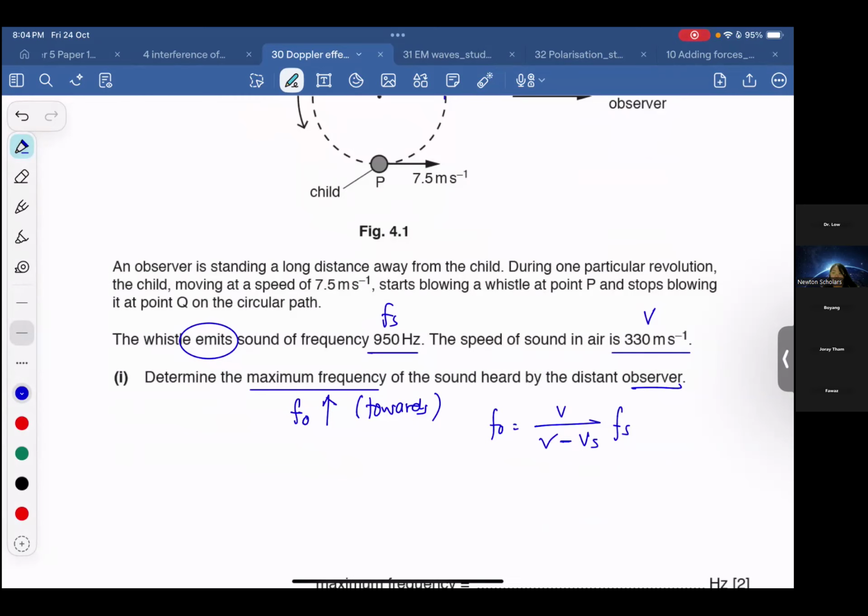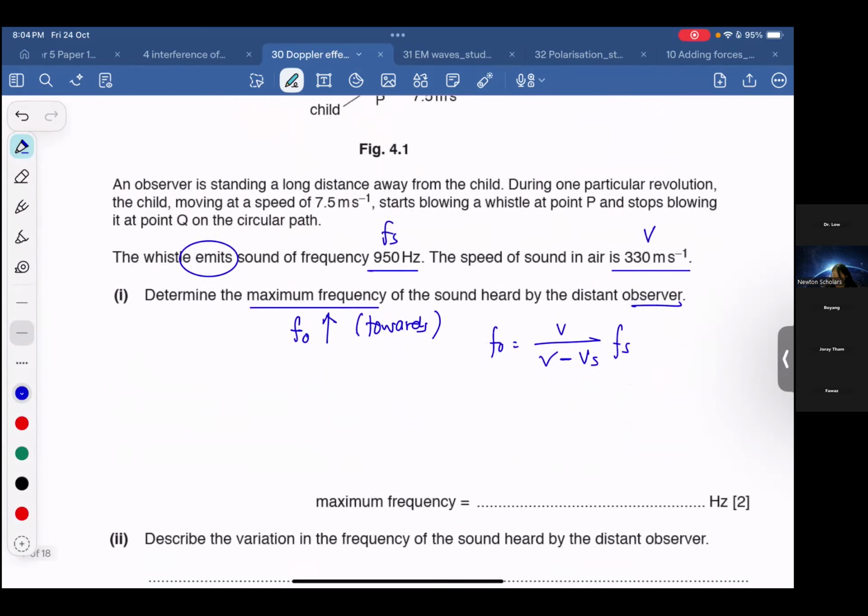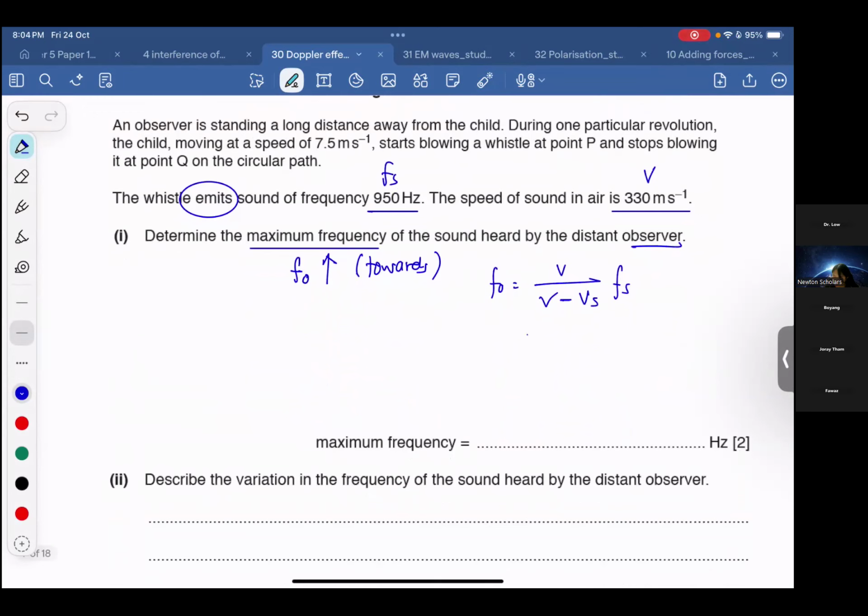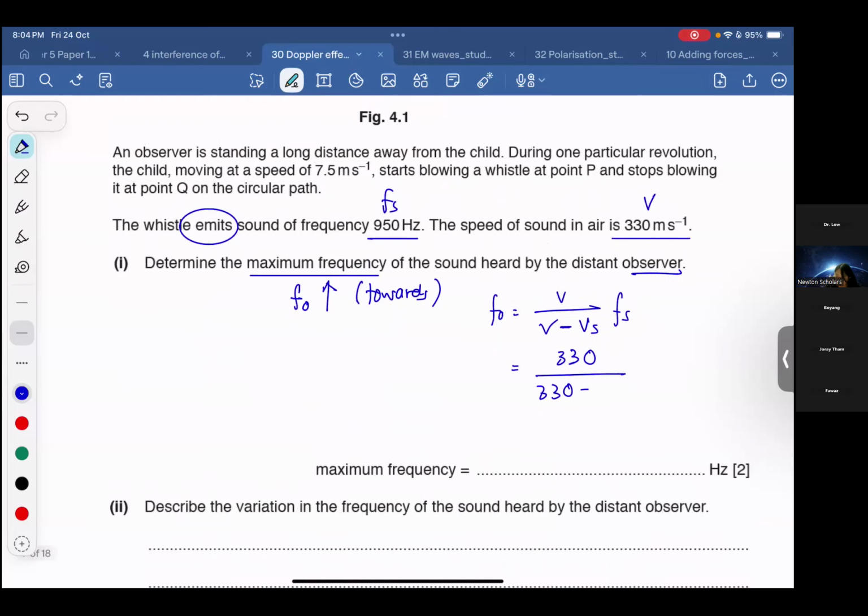Farewell correct, but I want you to make it 2 or 3 significant figures. Okay, so at here, the observed frequency that we can get is 330 minus the speed due to the source. You see, the child is moving with 7.5, blowing the sound. So this is the speed of the sound, and the speed of the source. So this one, 7.5 times the Fs, 950. So your answer should be 970 hertz. 970 hertz. Correct, Vashini?